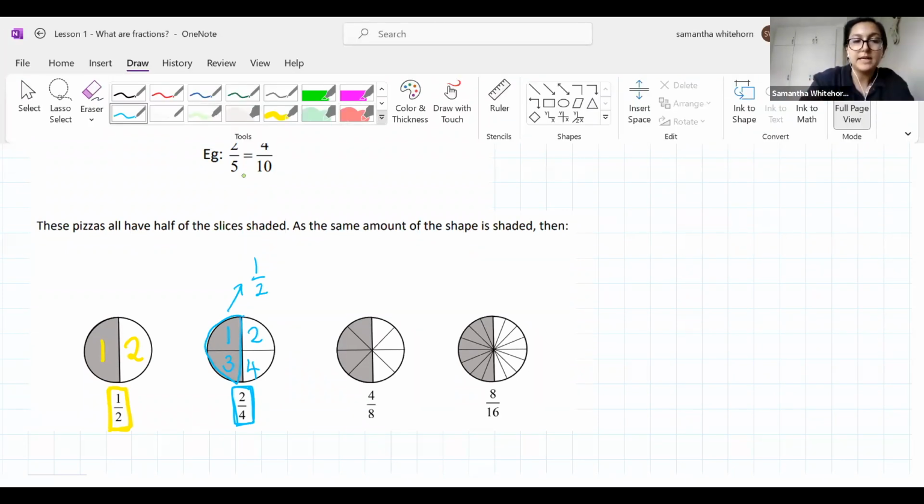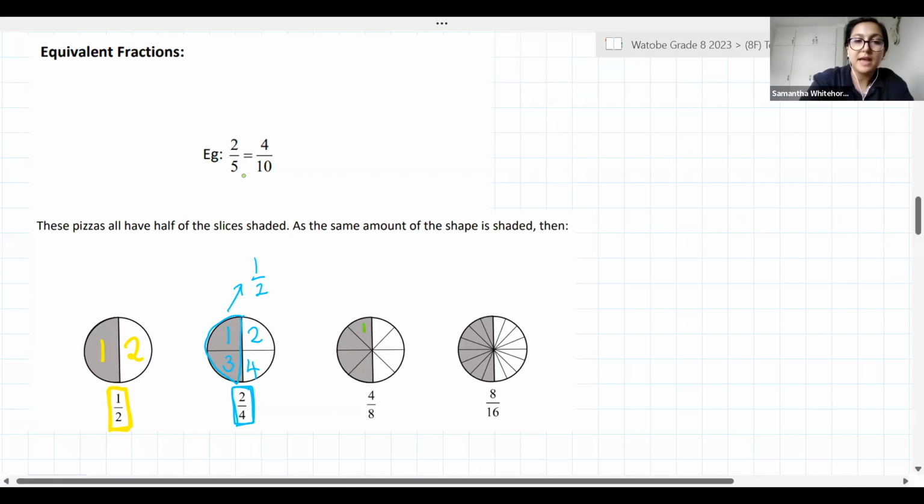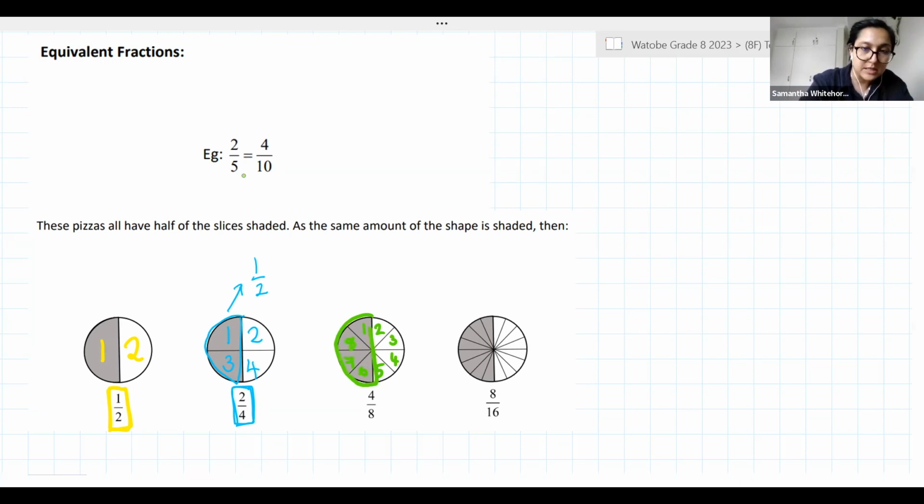So if I go to my next image, I've now got a pizza with 8 pieces. 3, 4, 5, 6, 7, 8. We got there. 8 pieces. And if I consider the shaded pieces as the pieces I eat, I'm eating 4 of the 8 pieces. But if you look at the picture, I'm eating half of the pizza. And this is essentially what equivalent fractions are.